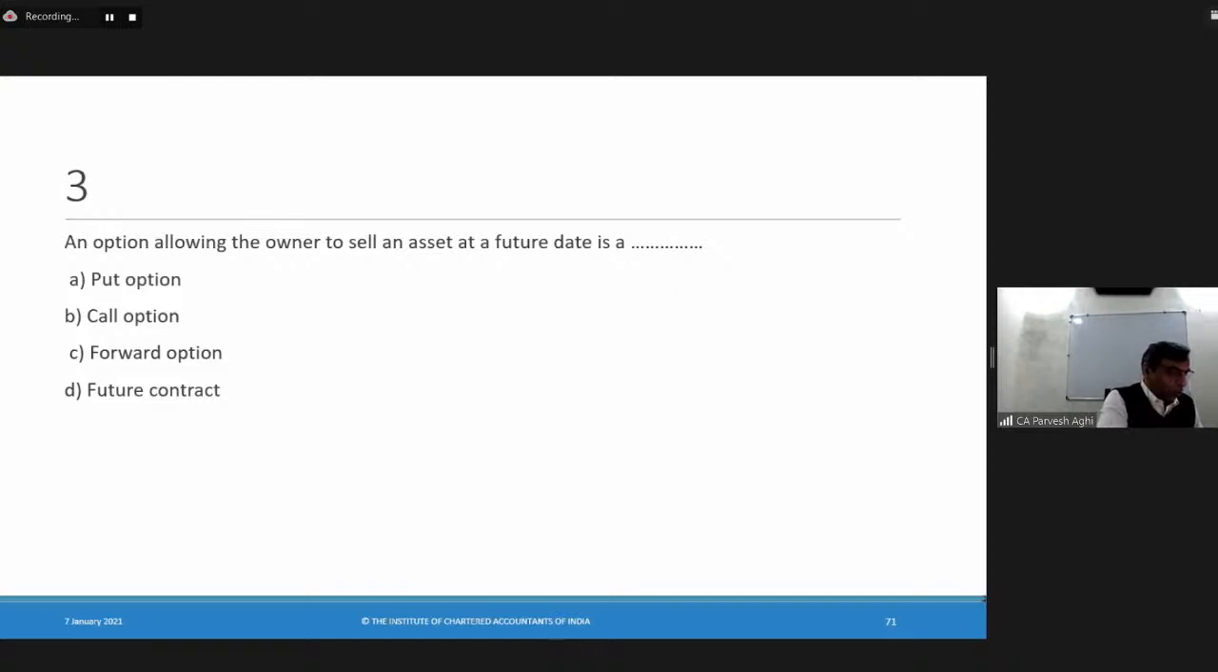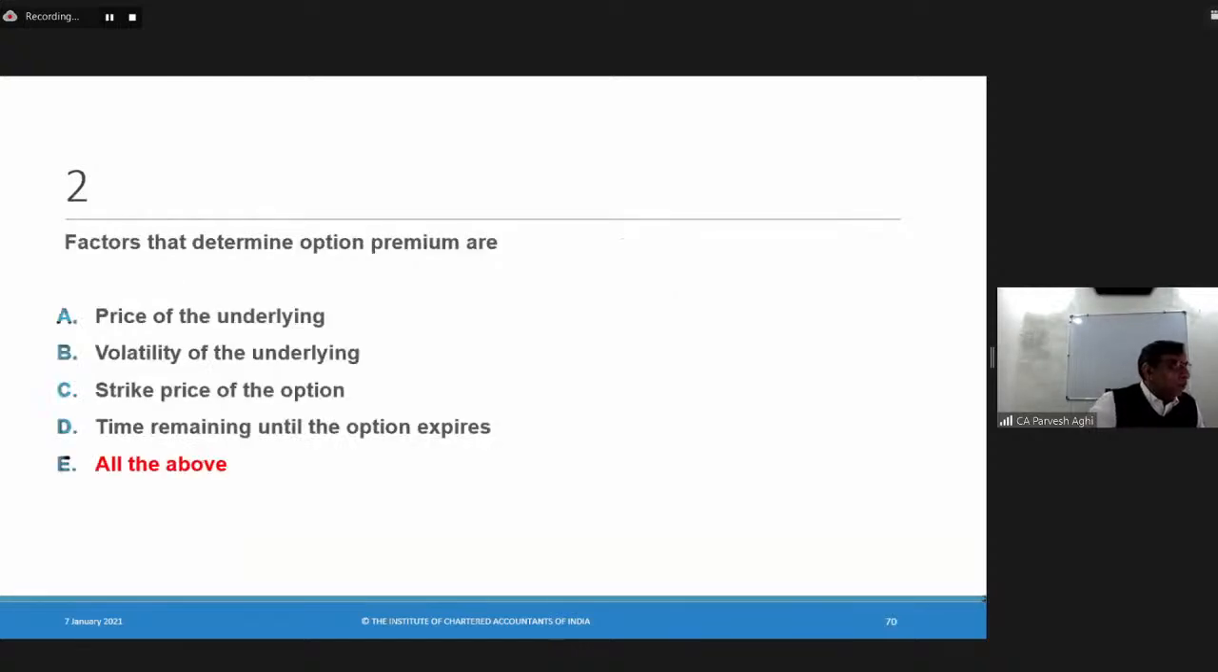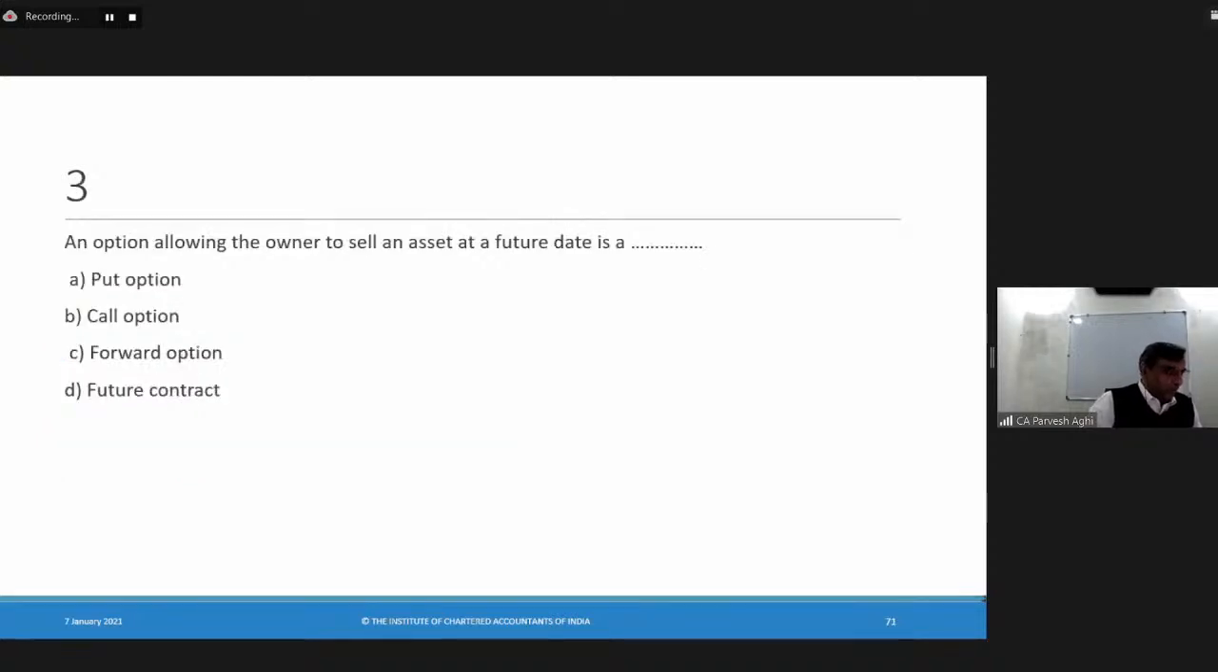Question number 2, the answer is all of the above, absolutely right. Question number 3 is A, put option. Absolutely right, Preeti. Your answer to 2 is also right. And Chavi, you're also right for your answer to number 2, and Sumit, you're also right for number 2. So 3 is right.